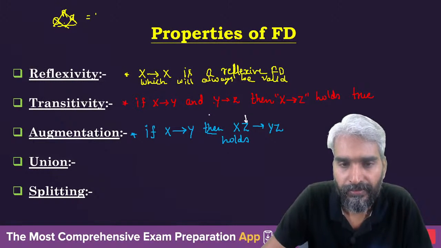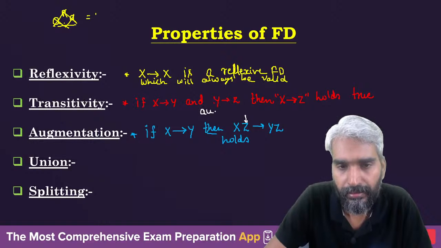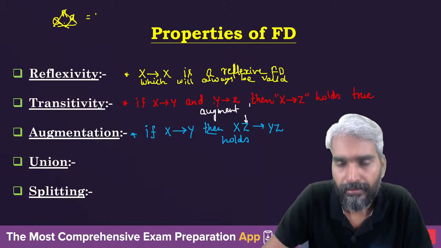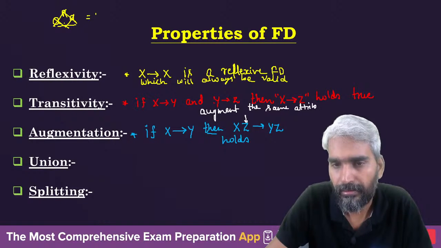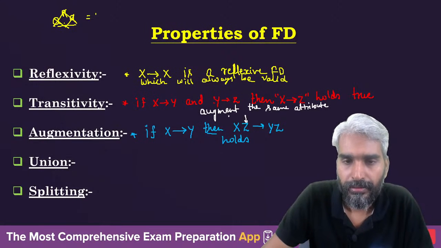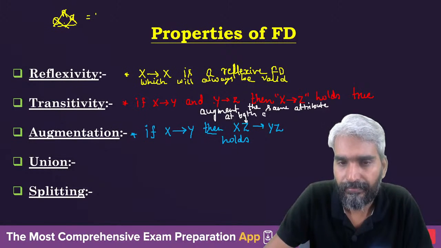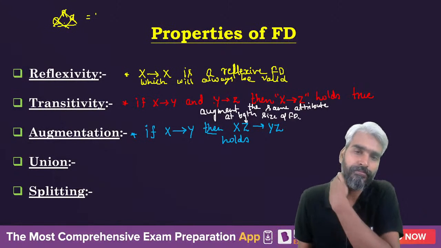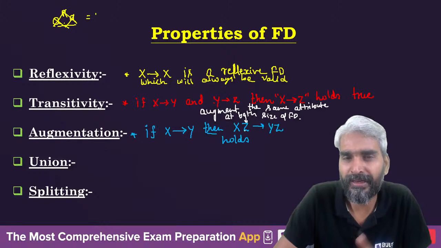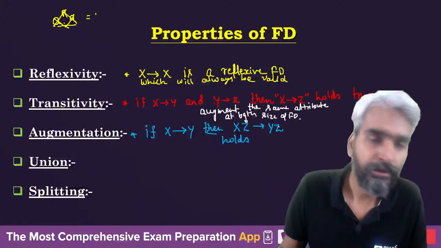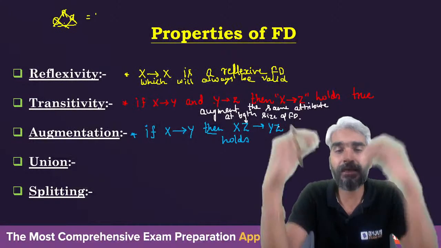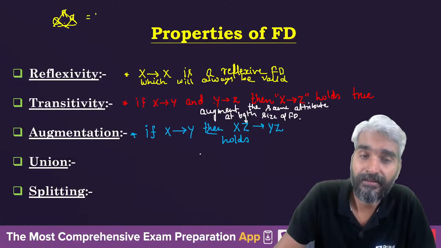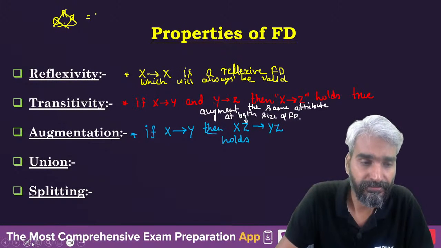We can augment the same attribute at both sides of FD. But you cannot say, sir, I am augmenting Z here and W here. You cannot augment two different attributes on two different sides of the FD. You can augment the same attribute at both sides of FD. Clear? So this is nothing but augmentation. So what else?